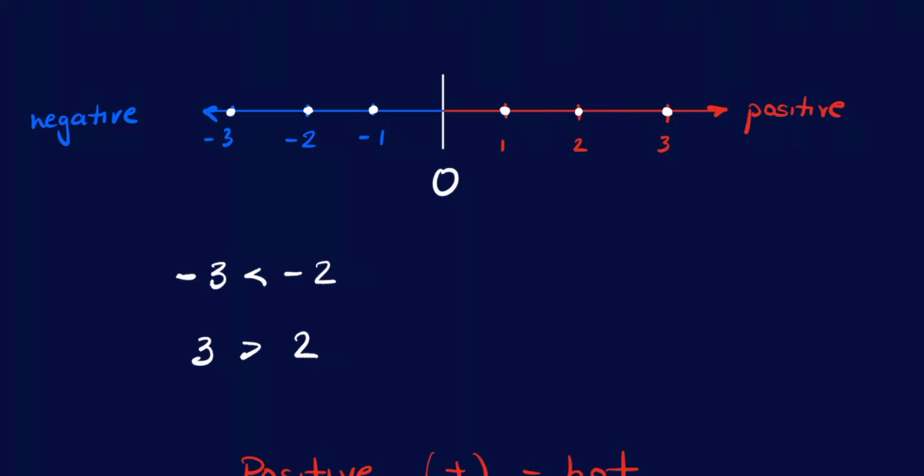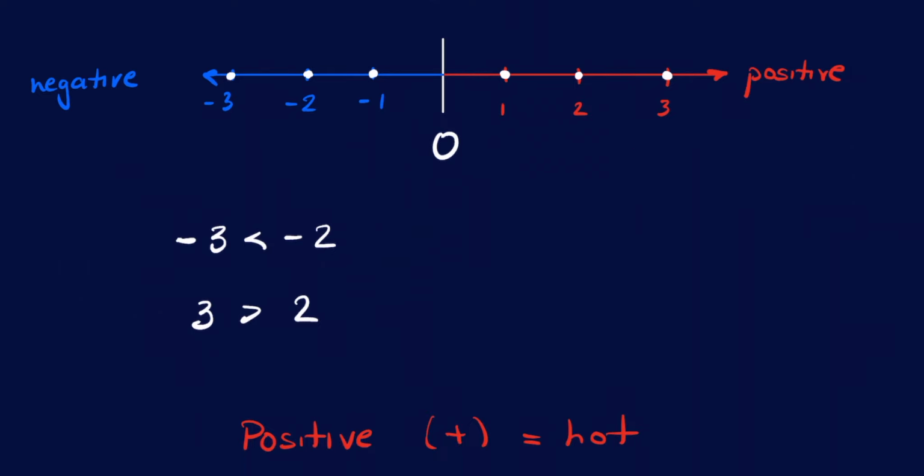Now, as you see, as you move further away from 0 on the positive side, the numbers continue to get larger. However, as you move away from 0 on the negative side, the numbers continue to get smaller. So even though 3 is a greater number than 2, negative 3 is less than negative 2. So the further away you move from 0 on the negative side, the lower the number is. So that's an important thing to remember.